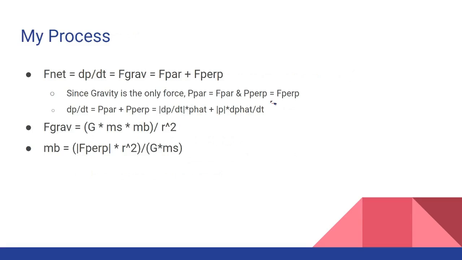In solving this problem, I'm going to show you a little bit of my thinking process as far as the mathematical and algebraic side of things. So we know that the net force is equal to the change in momentum over change in time, and since the gravitational force is the only force in the system, the net force must equal the gravitational force, and the parallel plus perpendicular force components of F net must equal F gravitation. Since gravity is the only force, we know that the momentum components are also equal to the force components. Therefore, momentum parallel is equal to force parallel, and likewise for perpendicular.